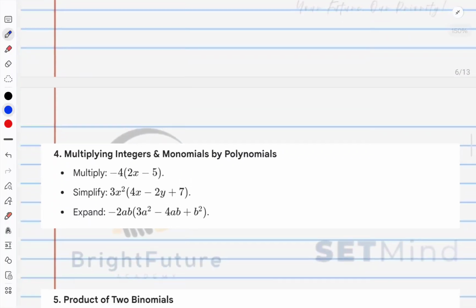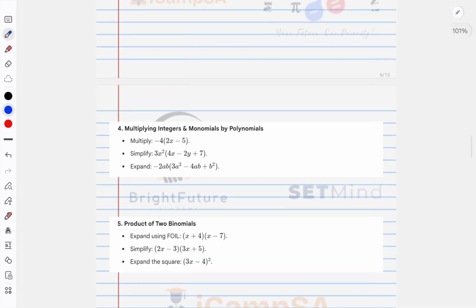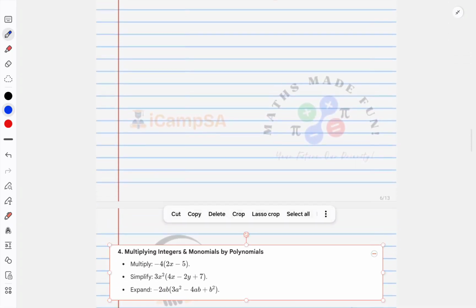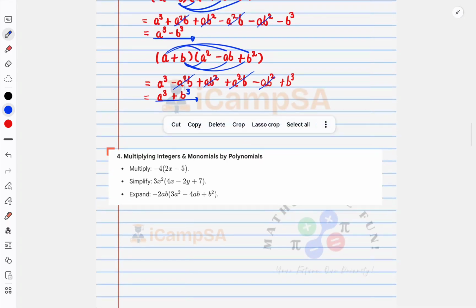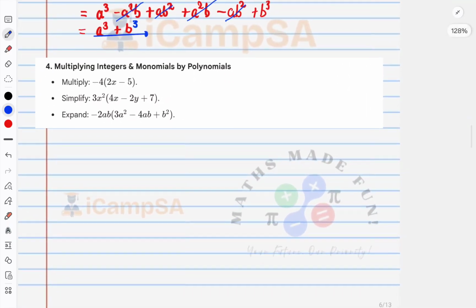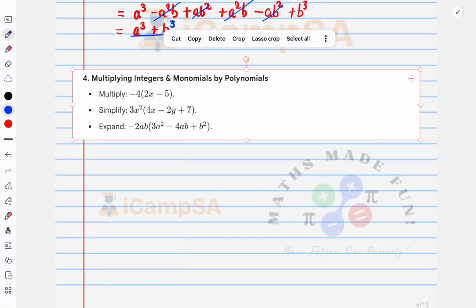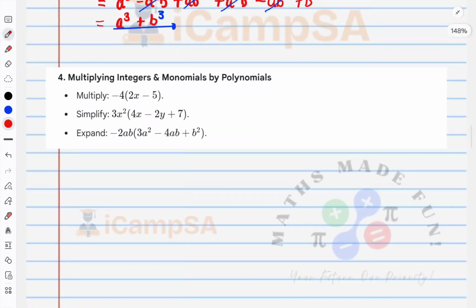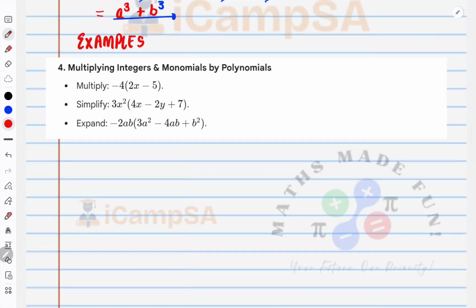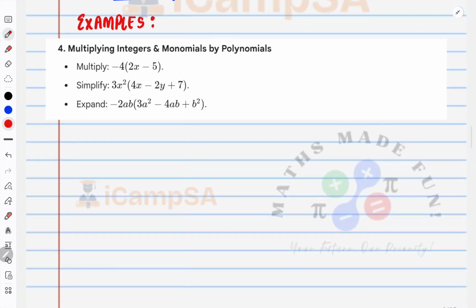Let's do these examples here of what we have just done. Let's quickly do these examples. Okay, for our examples, we are multiplying integers and monomials by polynomials. We are asked to multiply, okay, number 1, minus 4 into 2x minus 5.